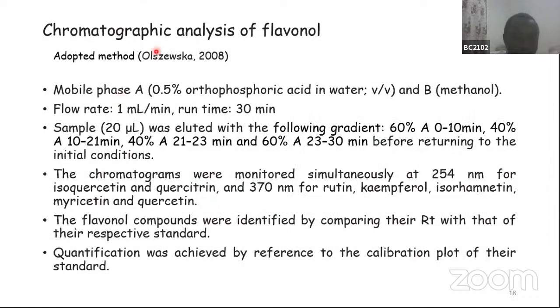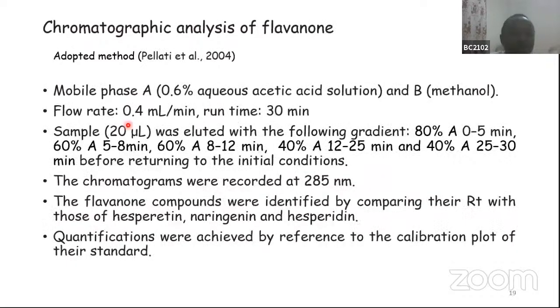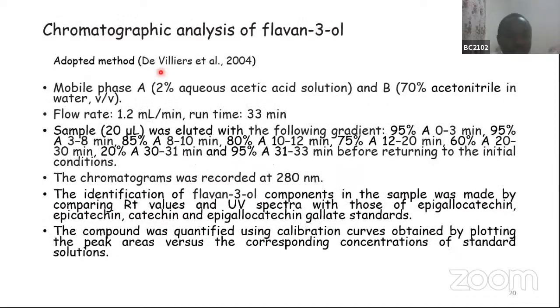Chromatographic analysis of flavonols was carried out at 370 nanometers. For the chromatographic analysis of flavanones, the chromatogram was recorded at 285 nanometers, and the flavanone compounds were identified by comparing their retention time with those of apigenin, naringenin, and hesperidin. For chromatographic analysis of flavanols, the chromatogram was detected at 180 nanometers.